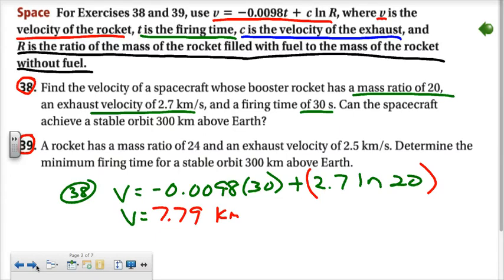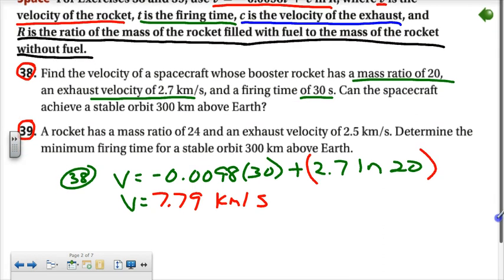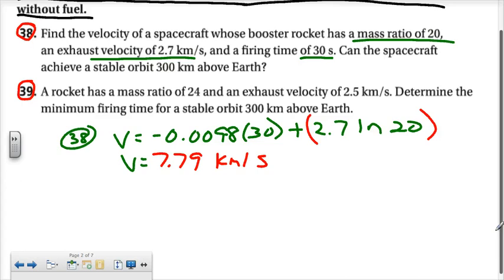7.79 kilometers per second. And they ask us whether or not that can achieve a stable orbit 300 kilometers above Earth. And reminder, we went through the example in class and it told us that 7.7 kilometers per second was the cutoff. Well, we're higher than that at 7.79, so the answer is yes, that can achieve that stable orbit.